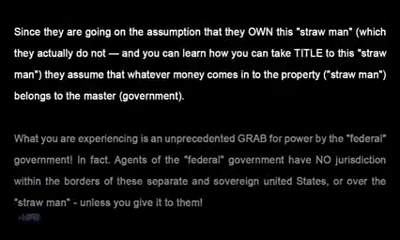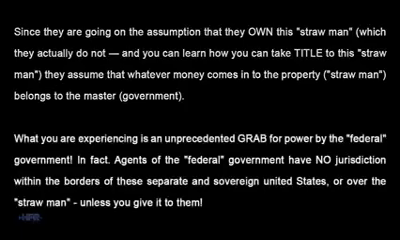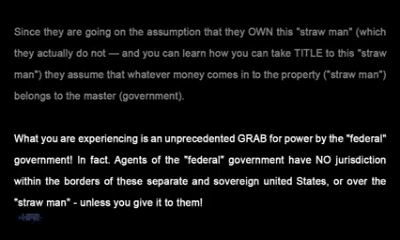Since they are going on the assumption that they own this straw man, which they actually do not, and you can learn how you can take title to this straw man, they assume that whatever money comes into the property, or straw man, belongs to the master, which is the government in this case. What you are experiencing is an unprecedented grab for power by the federal government. In fact, agents of the federal government have no jurisdiction within the borders of these separate and sovereign United States or over the straw man, unless you give it to them.